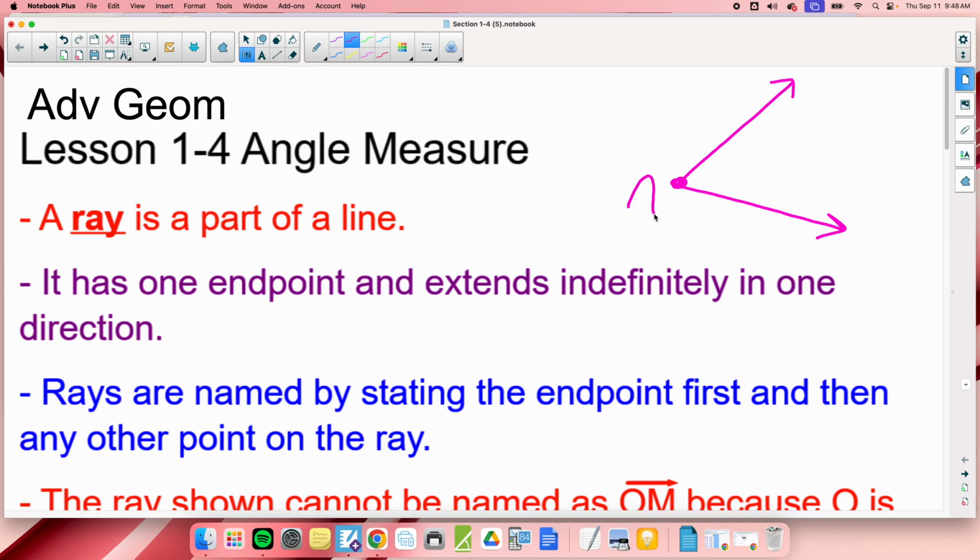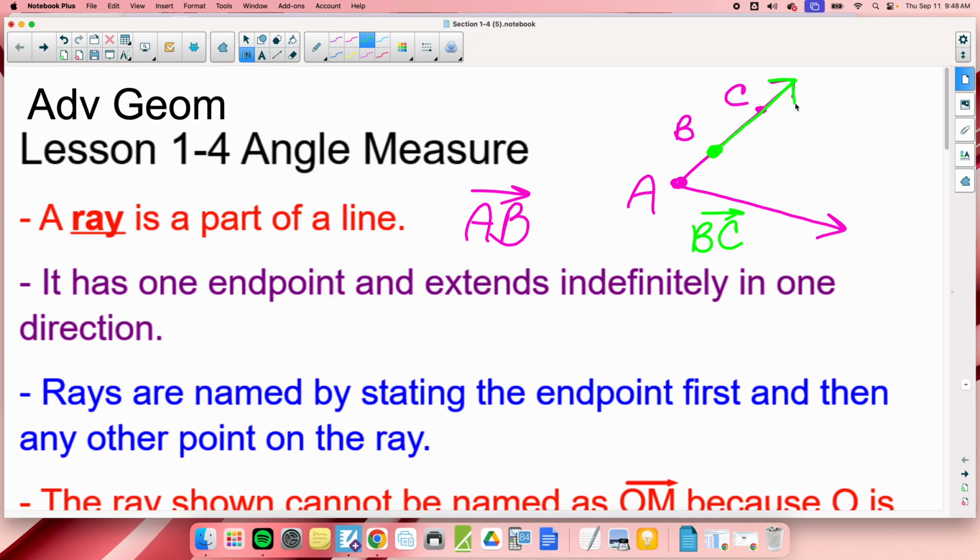Let's say we had an A here, a B here, and a C here, and they asked you to name that ray. When you name a ray, you have to name it with its endpoint. So you would name this as A and then any other point on that ray. So we could call this ray AB. If I called it ray BC, that would be the ray from here going on forever.